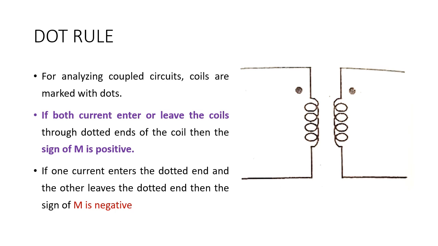And there is another condition. What is the next condition? Assume that one current is entering and the other current is leaving. Here you can see that the current enters the coil through the dot. Here the current leaves the coil through the dot. Therefore, the mutual inductance M will be negative. So these two rules are the dot rules, and this helps to analyze the coupled circuits.